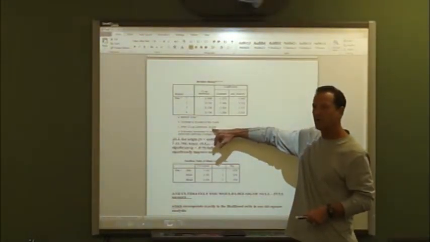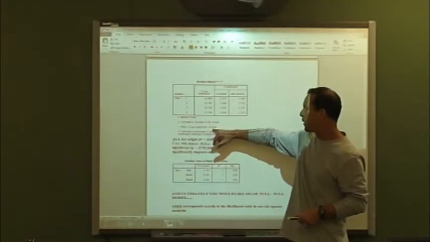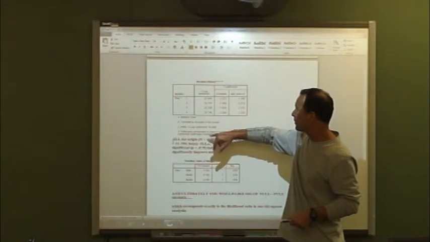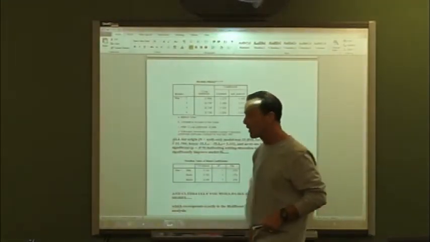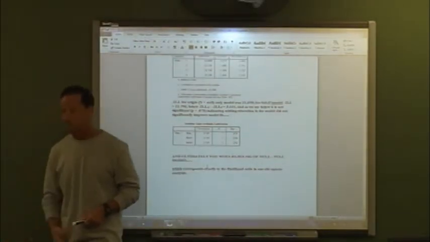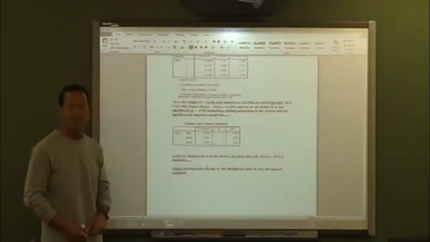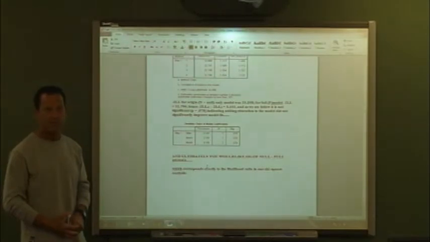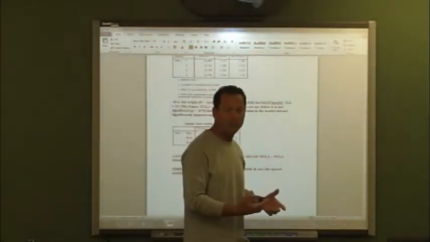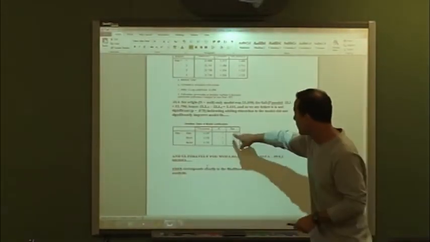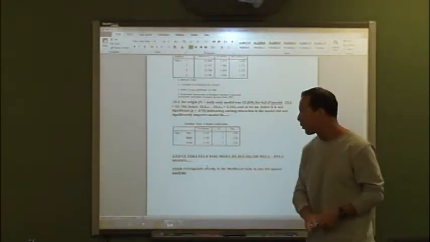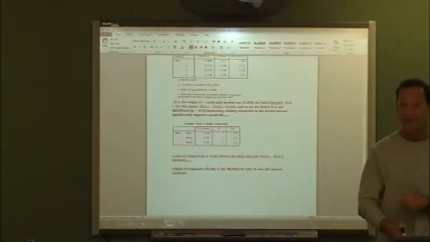Please subtract those. Would you be kind enough to take 25.898 minus 22.796? What do you get? 3.10. There's your chi-square test. So there's the chi-square test of model coefficients. This tells me now that I add one predictor, hence 1 degree of freedom, my model p is 0.078. Reject or fail to reject?